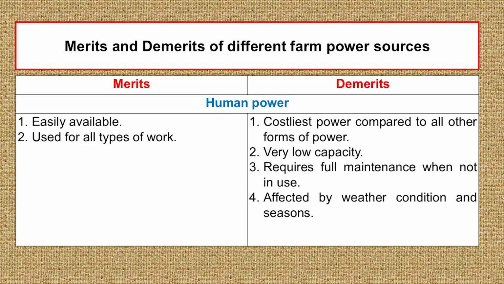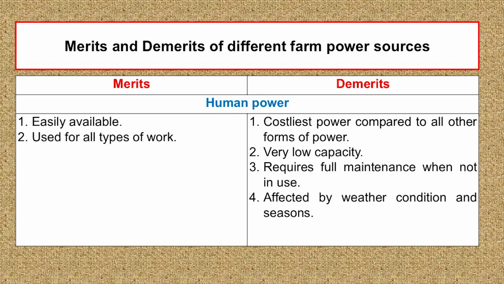It requires full maintenance when not in use. If you keep farm workers on an annual basis, there will be work in the season, and when the season is gone, you still need to feed him and keep him, and that increases the maintenance cost. So it requires full maintenance when not in use.